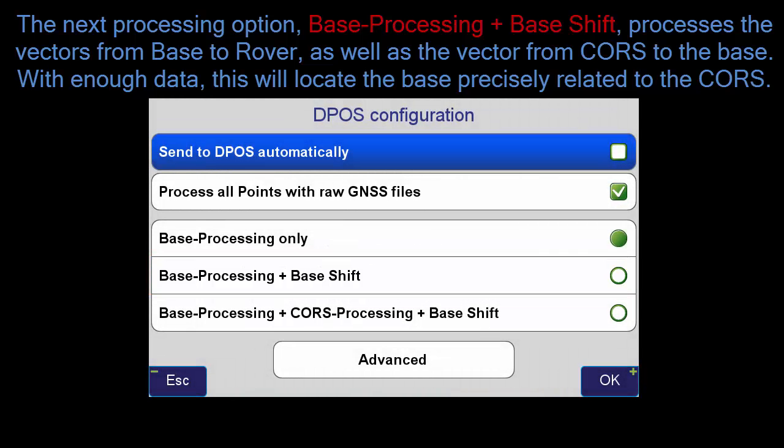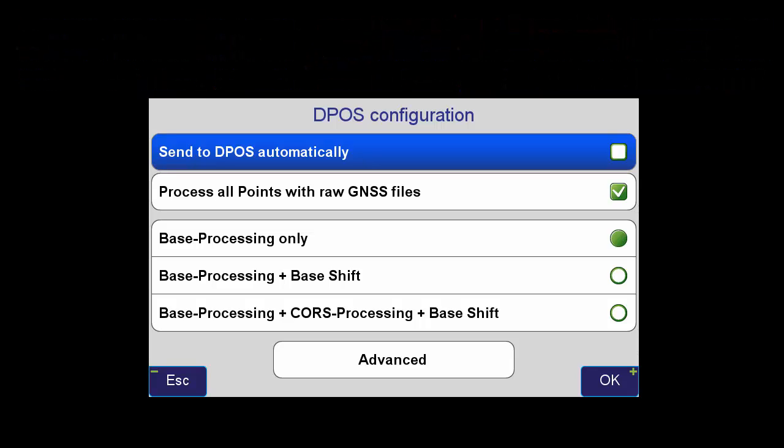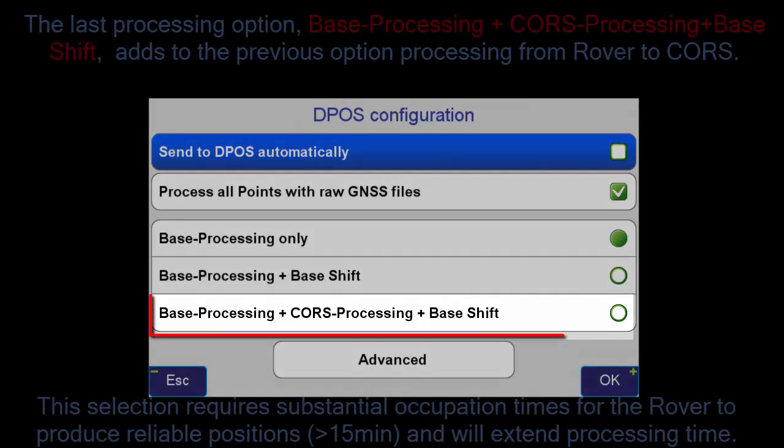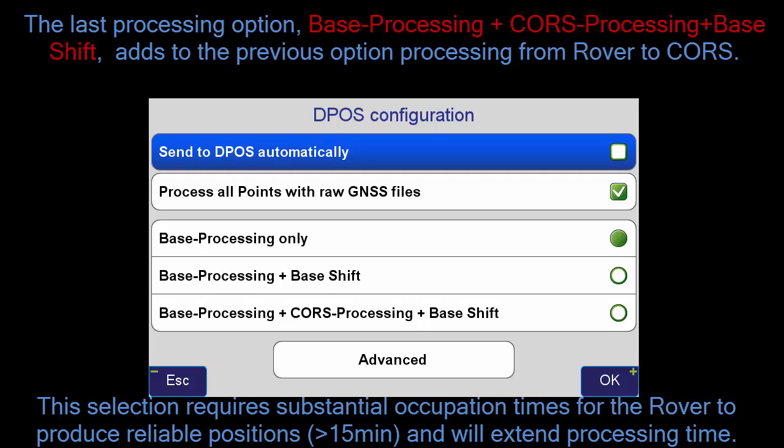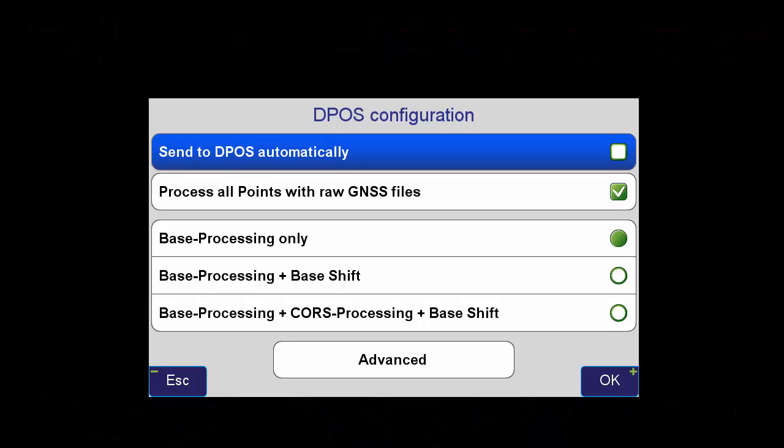The next option is base processing plus base shift. In this one, we get the base to rover processing. We also get the base to CORS processing, which positions the base relative to the CORS and then shifts everything to that base position. And then finally, we've got base processing plus CORS processing plus the base shift, which works very similarly to the previous option, although it also provides CORS processing to the rover positions.